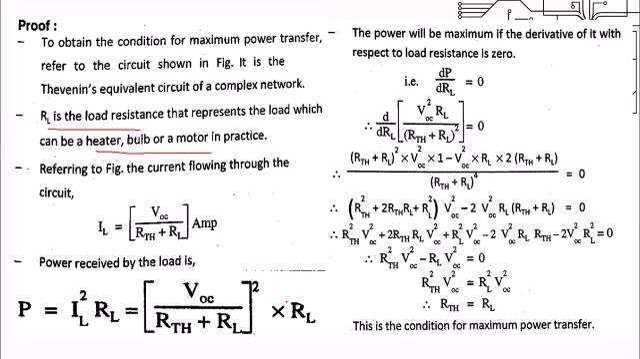So far we have reached here. The next step is that the power will be maximum if the derivative of the power with respect to the load resistance is 0. So dP by dRL is equal to 0. Replace the value of P by this formula: d by dRL of VOC divided by RTH plus RL, whole square, into RL, equal to 0. We want to find the condition RL is equal to RTH, and for this we are going to see this arrangement.